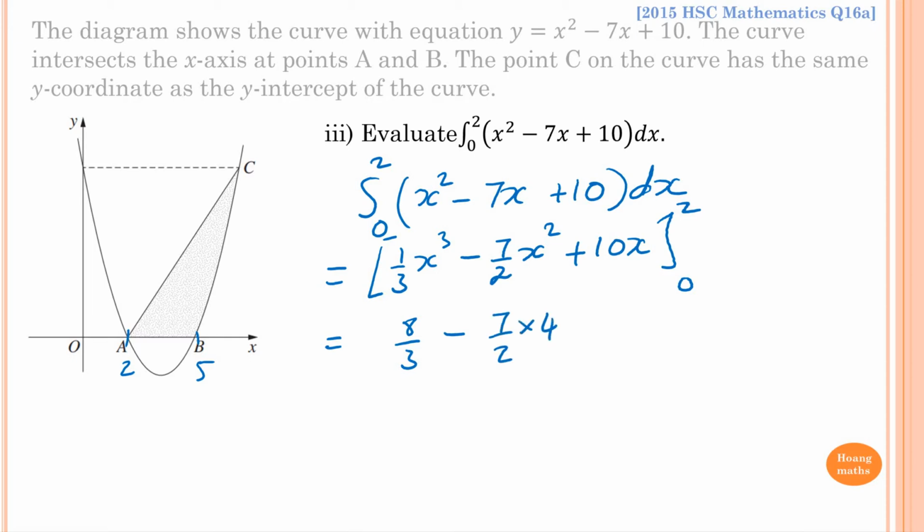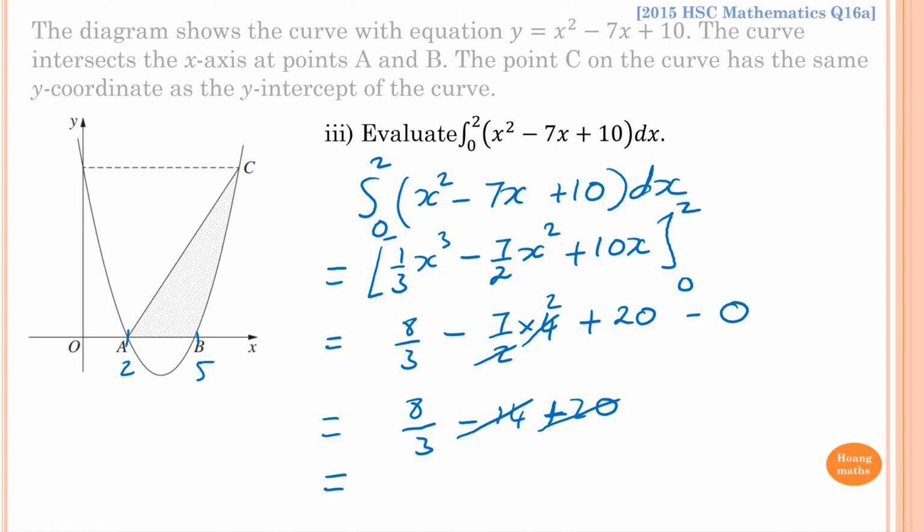So it's 14, and plus 2 times 10 is 20. Substitute 0 in the whole function becomes 0. So now I know that this gives me 14. So all I need to do is 8 over 3 minus 14 plus 20. So I can just simply put that in a calculator, or I can just quickly do it in my head. So minus 14 plus 20 gives me 6.